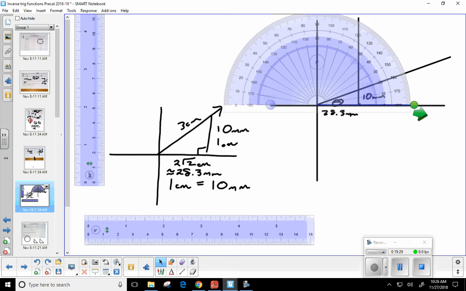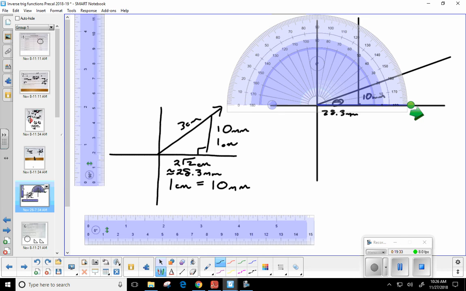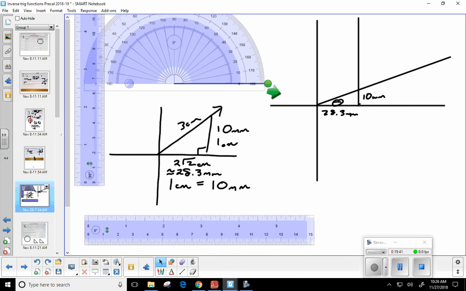$25? It looks to me like it's hitting right about 20. Would you guys agree? Okay. So I'm going to say that theta is right about 20 degrees.